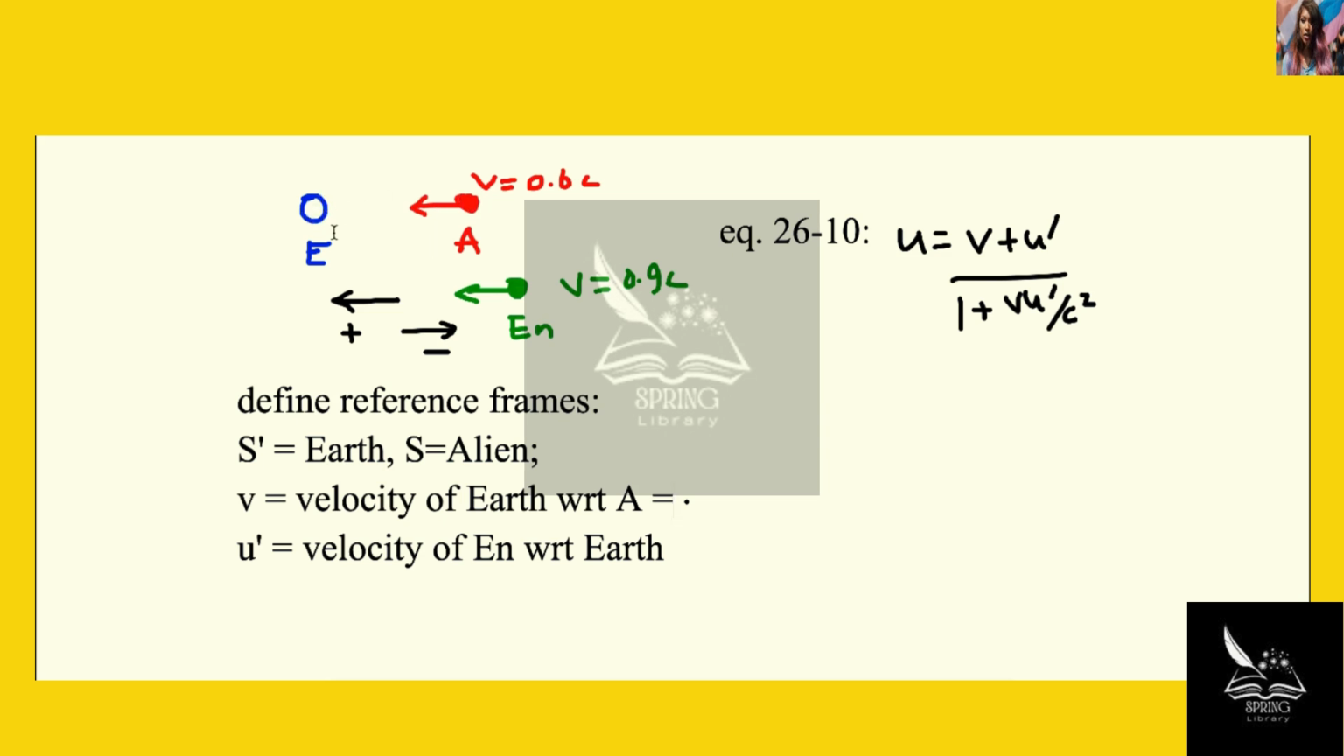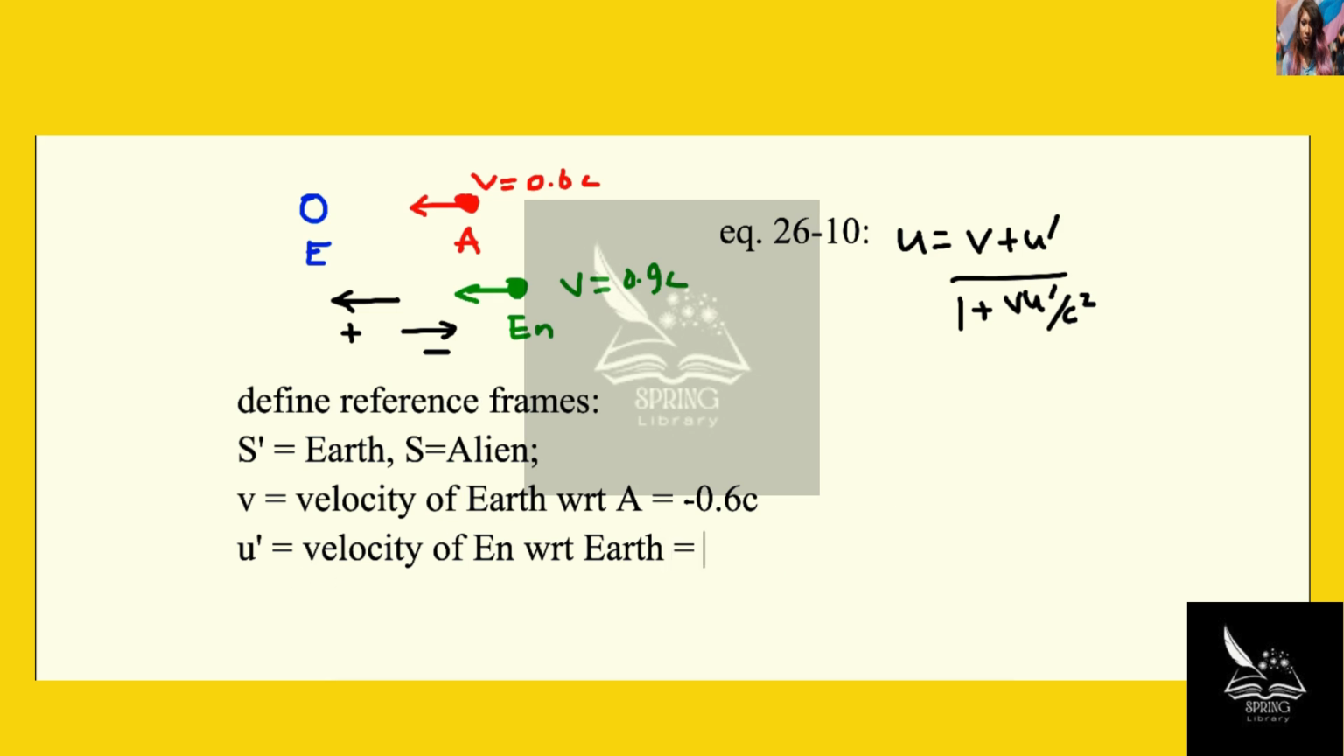So, for example, here v, the velocity of Earth with respect to A, meaning what velocity does Earth appear to be moving when you're on A, is just negative 0.6 c. That's because as A is moving towards the Earth, the Earth will appear to move towards it with its velocity. That is why it's negative 0.6 c and not 0.6 c.